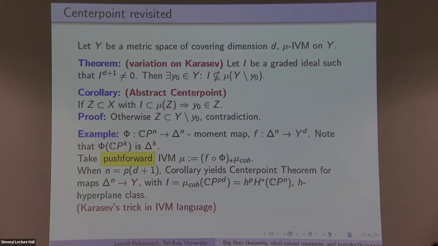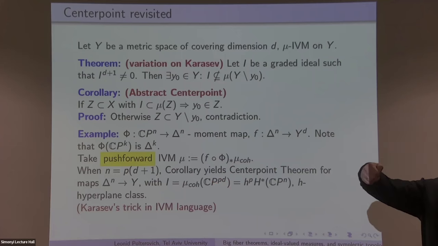There exists a point, right? So that it contains all sets whose mu contains this ideal corresponding to CP of p times d. Okay. So somehow we analyze the combinatorics of the simplex by using the cohomology ring of CPn. So that's the idea, right? And because in the cohomology ring of CPn there are ideals whose high power is not zero, there exists a point so that its preimage somehow intersects all these faces.